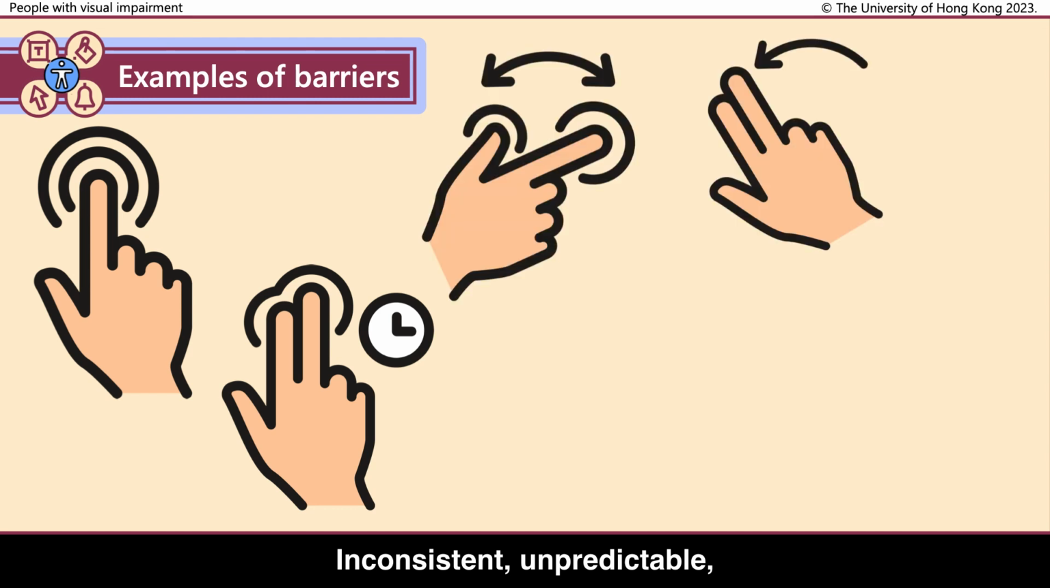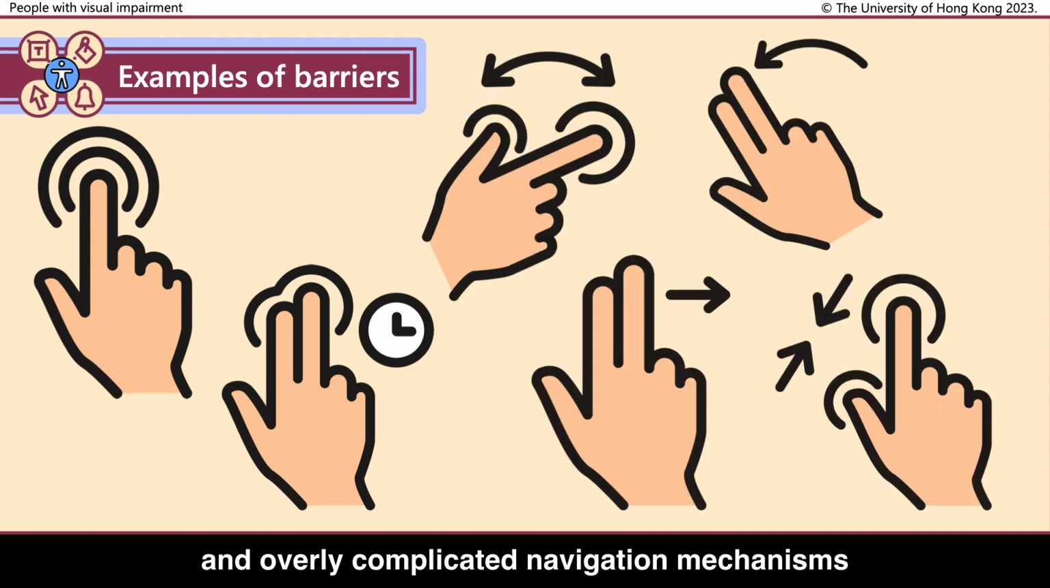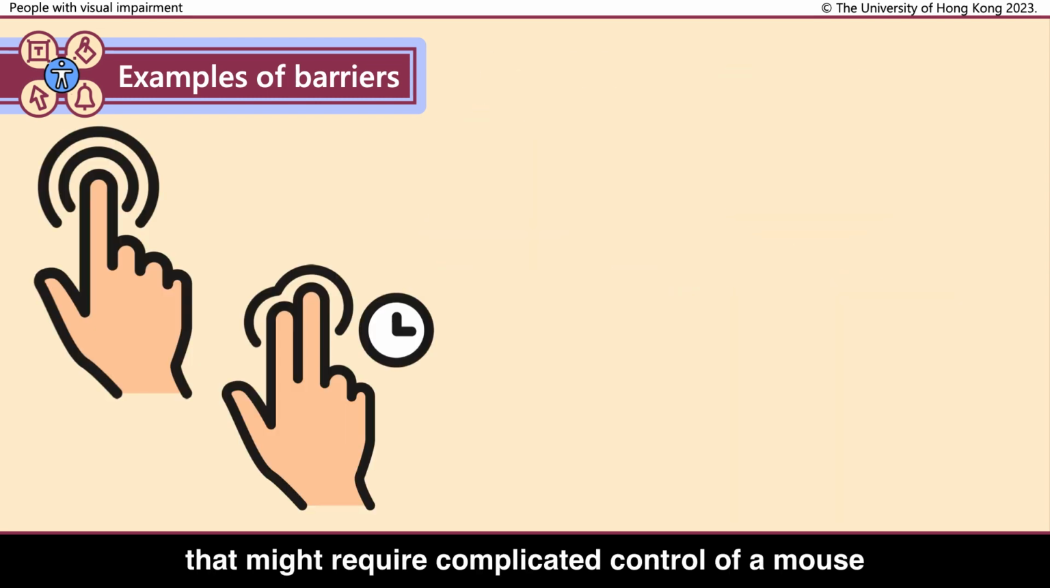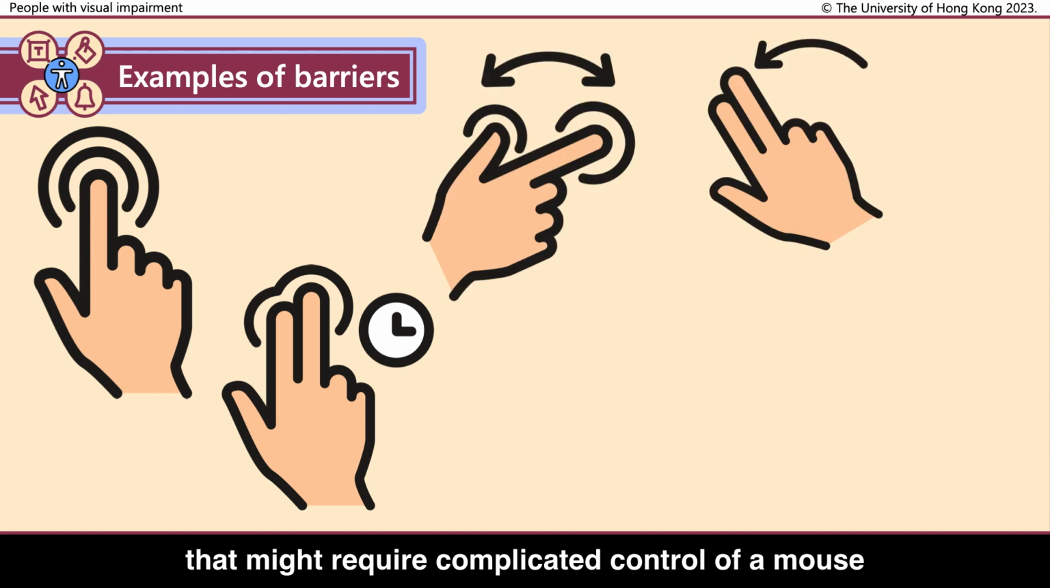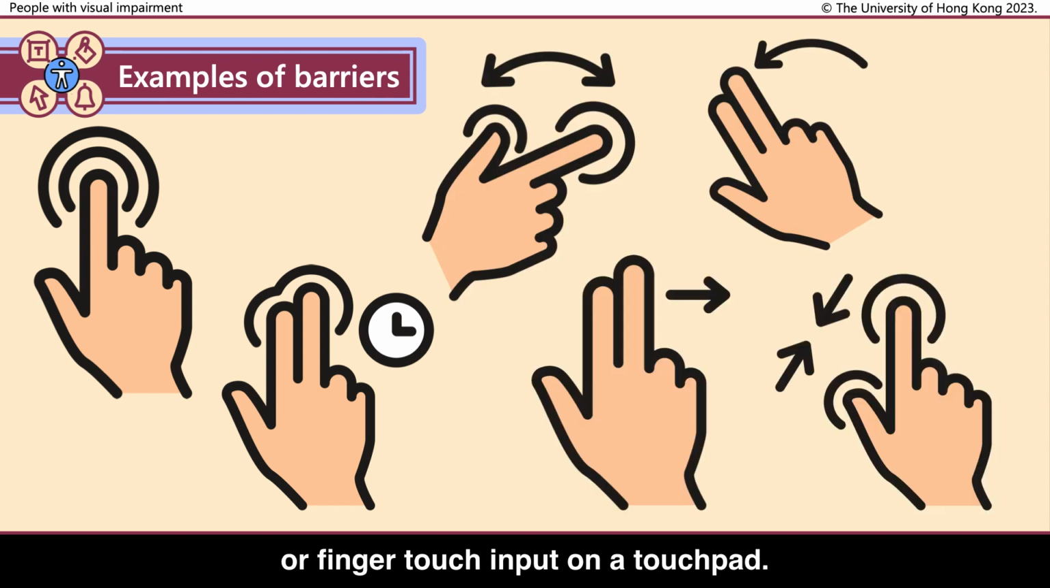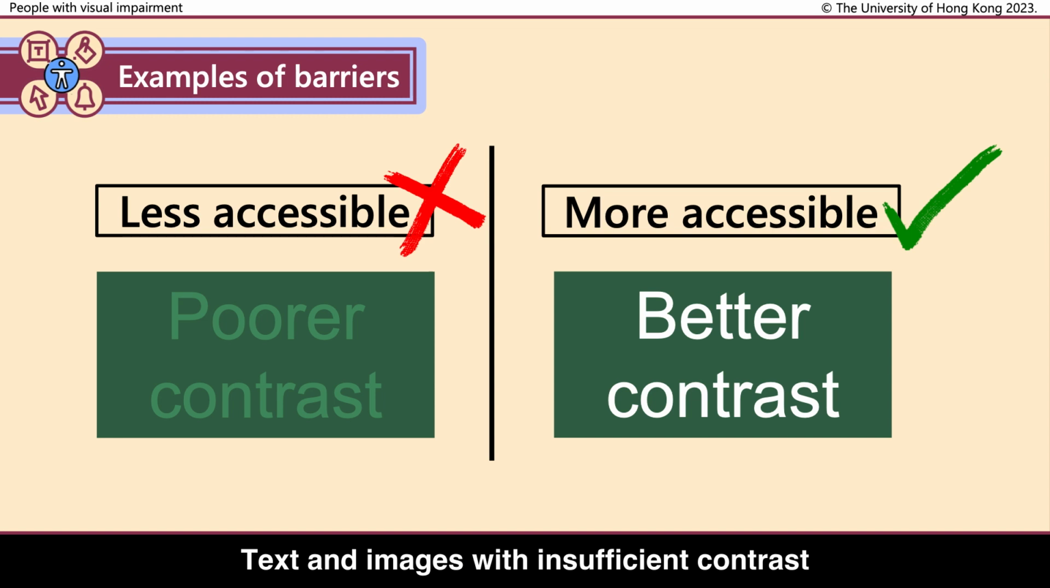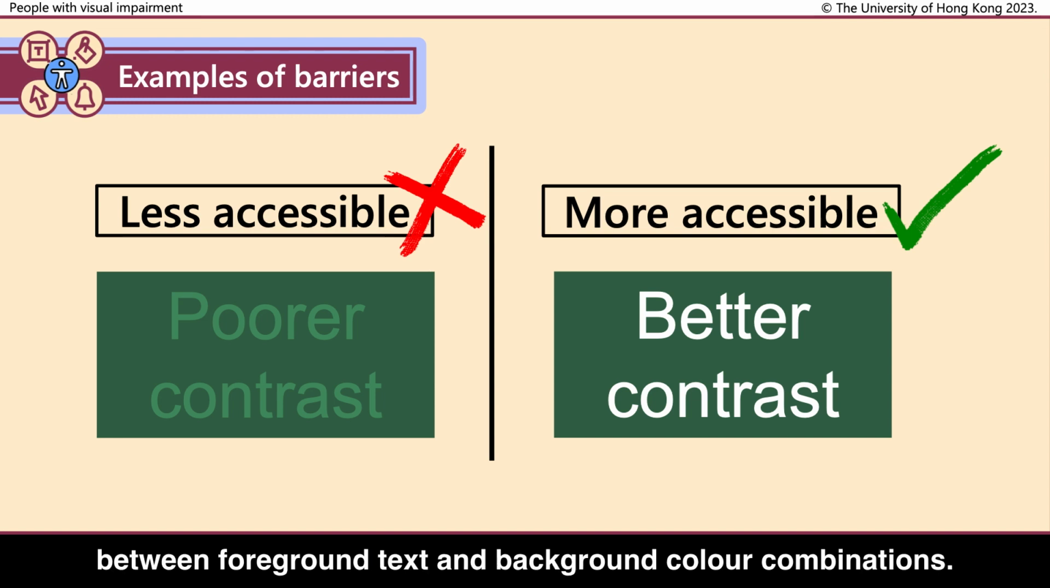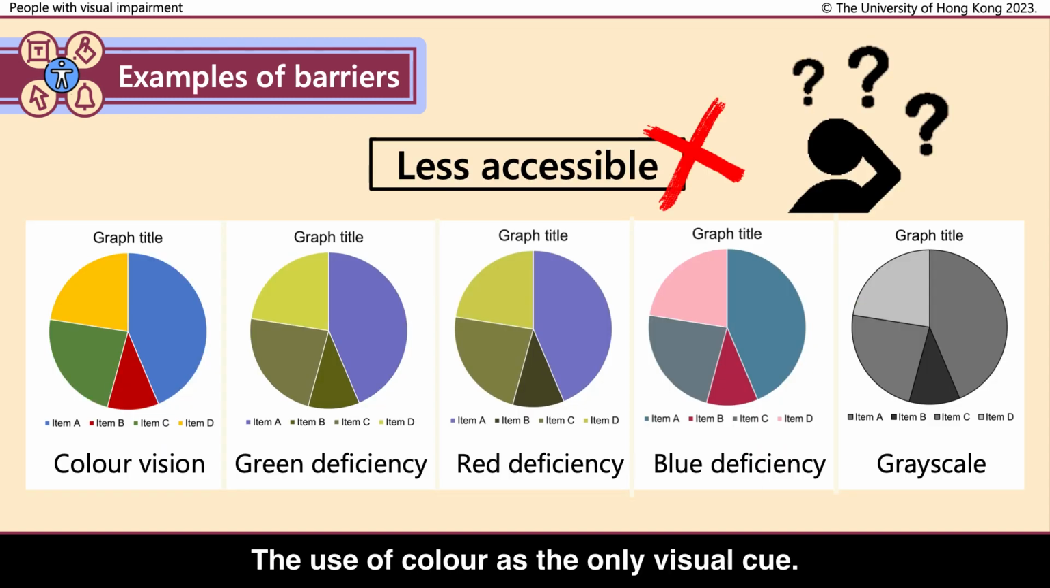Inconsistent, unpredictable, and overly complicated navigation mechanisms and page functions that might require complicated control of a mouse or finger touch input on a touchpad. Text and images with insufficient contrast between foreground text and background color combinations. The use of color as the only visual cue.